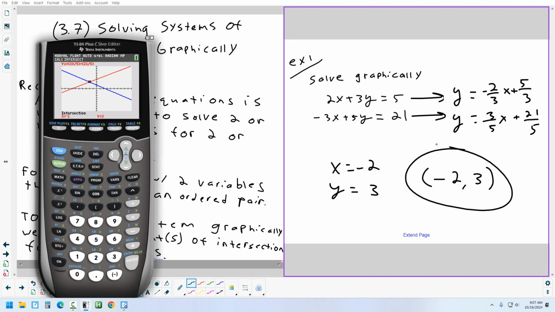Any questions how I did that? I'm not saying that's the preferred way with that one. You could probably just use elimination pretty quick on that, but the goal in this section is graphing.